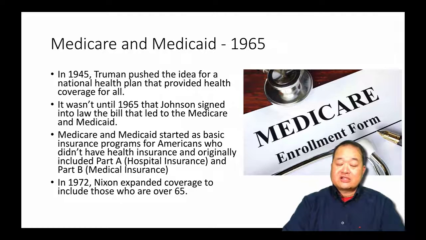Medicare and Medicaid started as basic insurance for all Americans who didn't have health insurance. It originally included two things: Part A, which was the hospital insurance, and Part B, which was medical insurance. Both this hospital insurance Part A and this medical insurance Part B were part of the original conceptualization of Medicare and Medicaid. It's interesting to note that it was not for older people at that time. It was mainly meant for people who could not afford health insurance. It would be provided for them by the government.